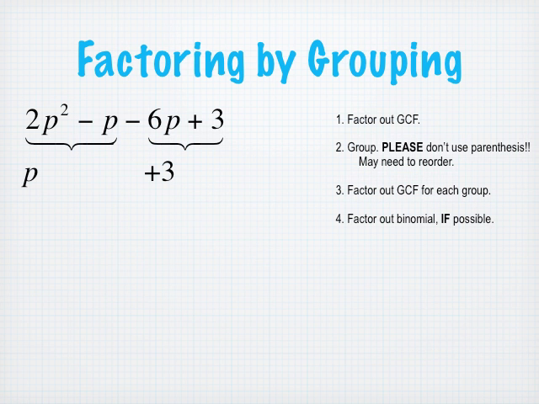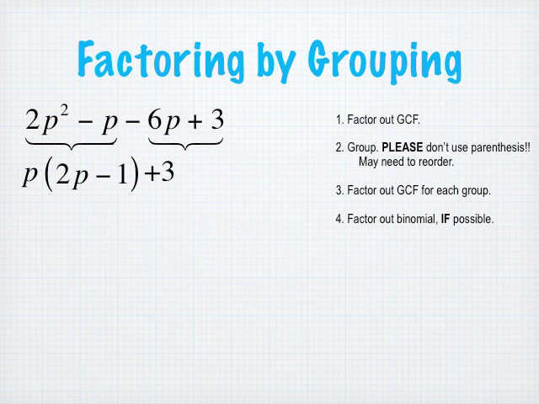What am I left with? I factor P out of 2P squared, so I'm left with 2P. I factor P out of P. What am I left with? 1. Do not forget your ones. That's a very easy place to make a mistake, but you can't do it, so just be really, really careful with ones.